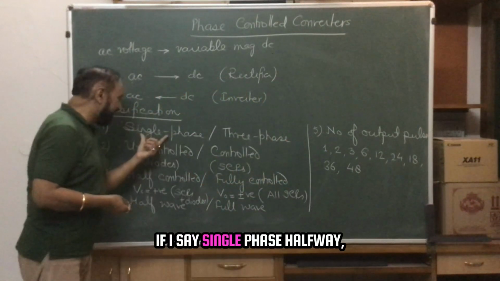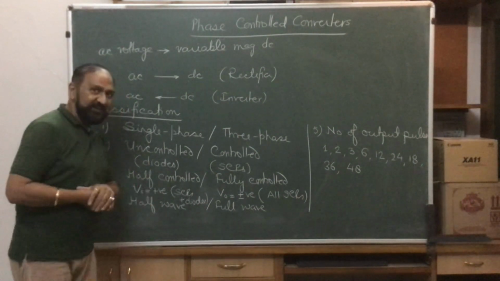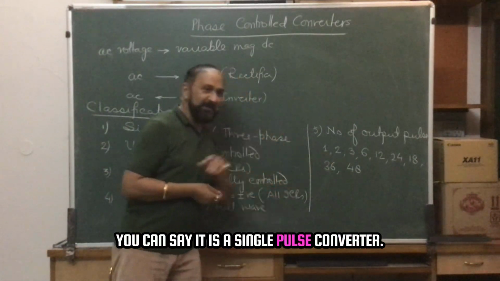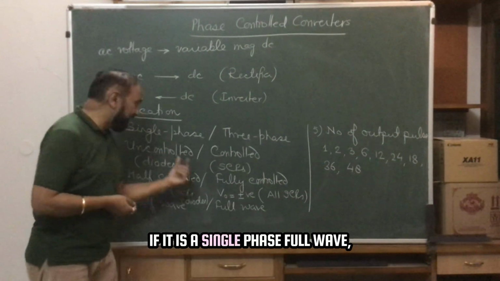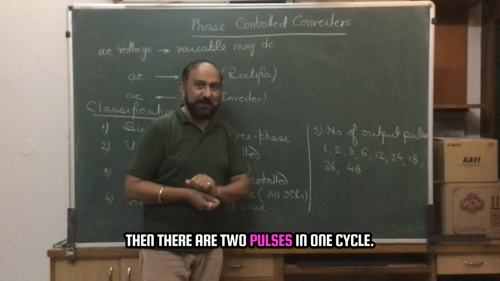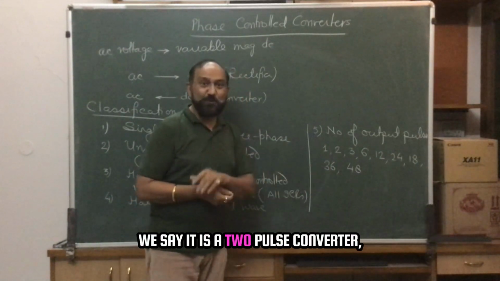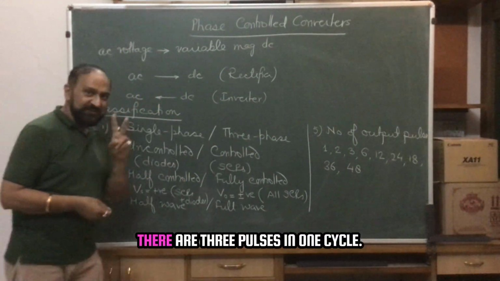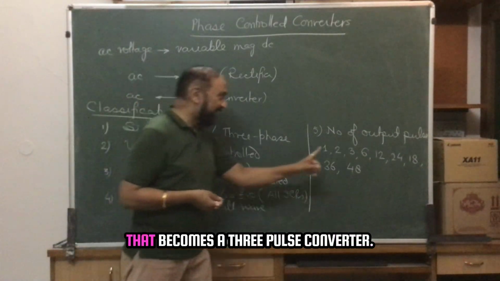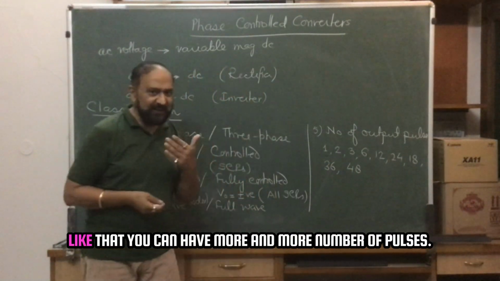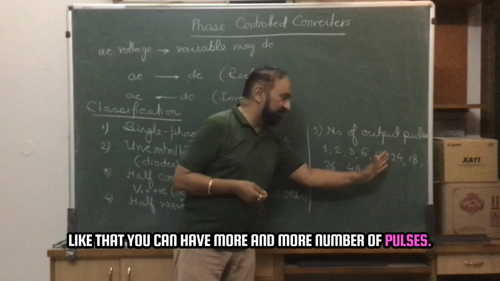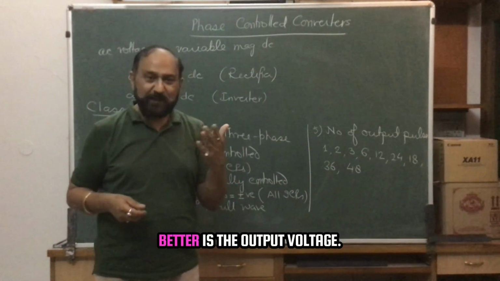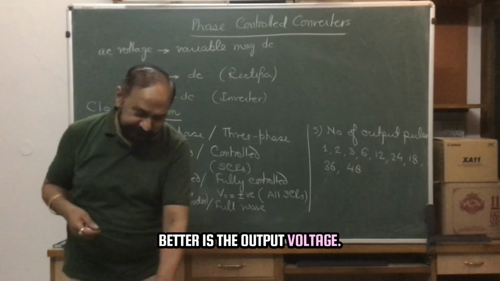If I say single phase half wave, it means only one pulse is there in a cycle. You can say it is a single pulse converter. If it is a single phase full wave, then there are two pulses in one cycle. We say it is a two pulse converter. Three phase half wave, there are three pulses in one cycle. That becomes a three pulse converter. Like that, you can have more and more number of pulses, and if you can recall, the more the number of pulses, the better is the output voltage.